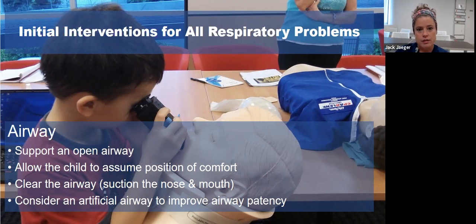Clear the airway. This is important in pediatrics. The younger the child, the more they rely on breathing through their nose. So you want to make sure you suction their nose if there is a lot of mucus, an occlusion. Dried secretions can completely occlude their nasal passages, so you want to clean that out. Maybe in small infants, they have mucus in their mouth that they can't clear, so you'd want to suck that out. You want to consider an artificial airway to improve any airway patency.